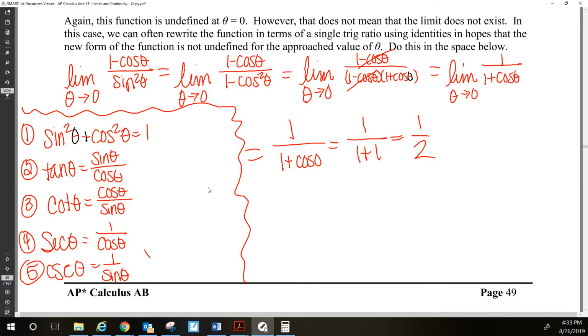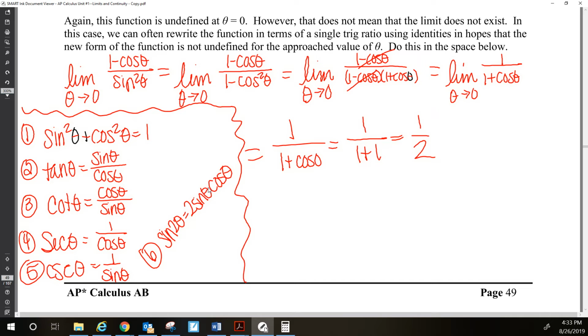And then here's the big one. This is the one that I still probably don't have memorized. Sine 2 theta is the same thing as 2 sine theta cosine theta. There are a couple of other identities for sine 2 theta, but this is the one that you're going to see most frequently.